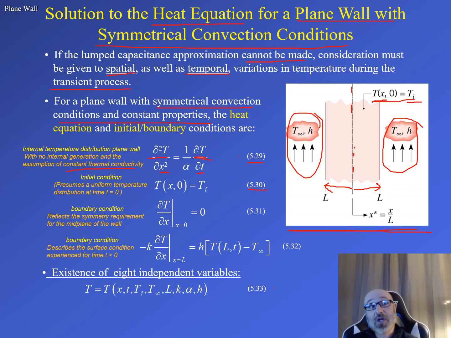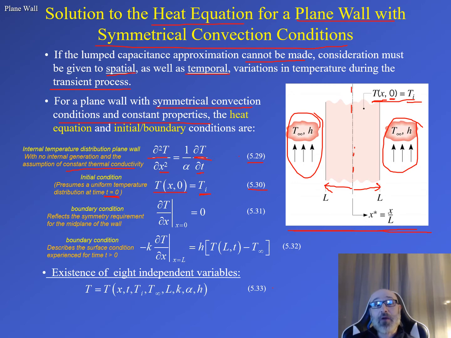So this initial condition presumes a uniform temperature at time t equal to 0. You can see there's our t equal to 0 for any x. So temperature for any x at time equal to 0 is equal to our initial temperature, T sub i. So this is a uniform temperature distribution regardless of the location in the x direction at the initial time t equals 0.